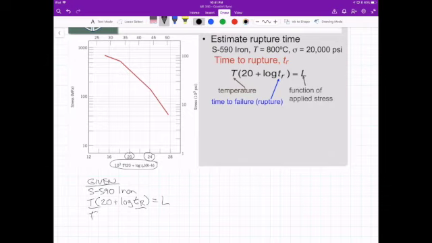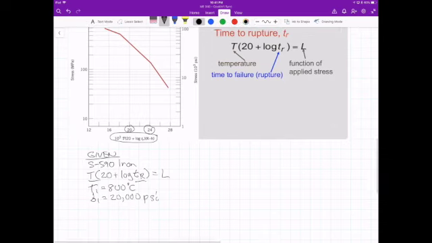We're also given that the temperature is 800 degrees C, and that the stress being applied is a constant stress. That's what creep means, 20,000 psi. Okay. And then I'm going to add another piece. I'm going to have a second temperature. What happens if we drop the temperature to 750 degrees C and we apply the same sigma 1?